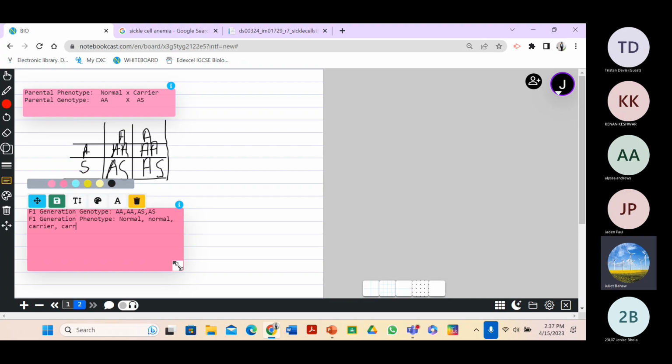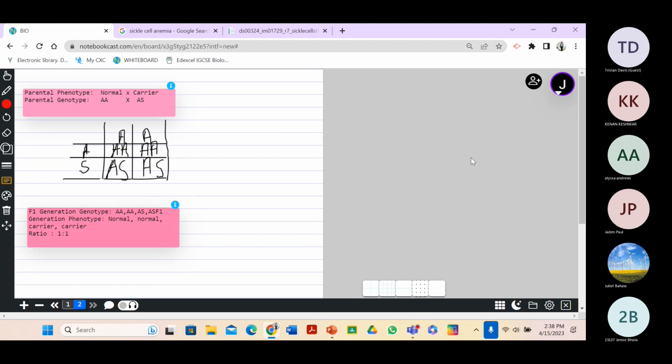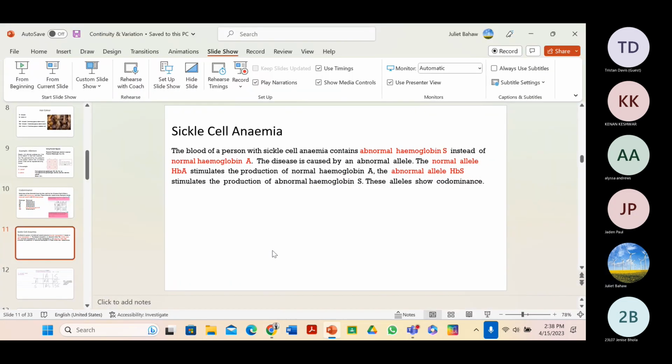You call it carrier when they have the trait and they also have normal red blood cells. This ratio here will be a 1-to-1. Why? Because it's 2 chances they're normal, 2 chances the child is a carrier. And when you narrow it down, it is simplified as a 1-to-1. Right, just now we come into our question. So I'll put this now in the slides. So that's an example.